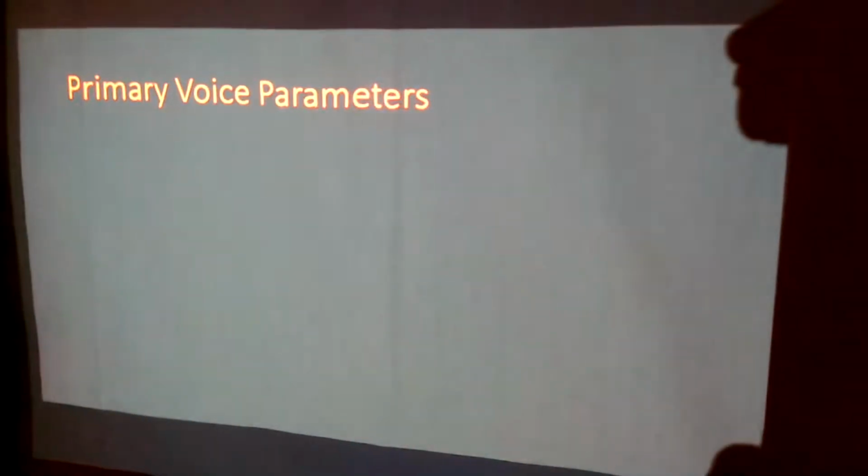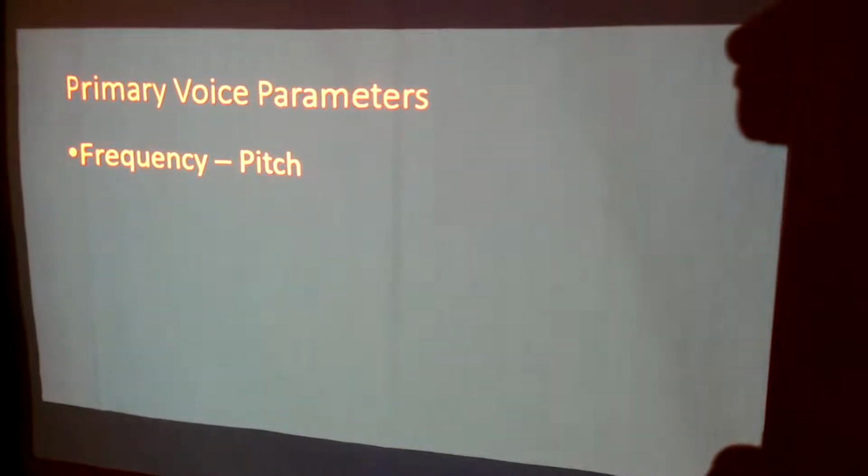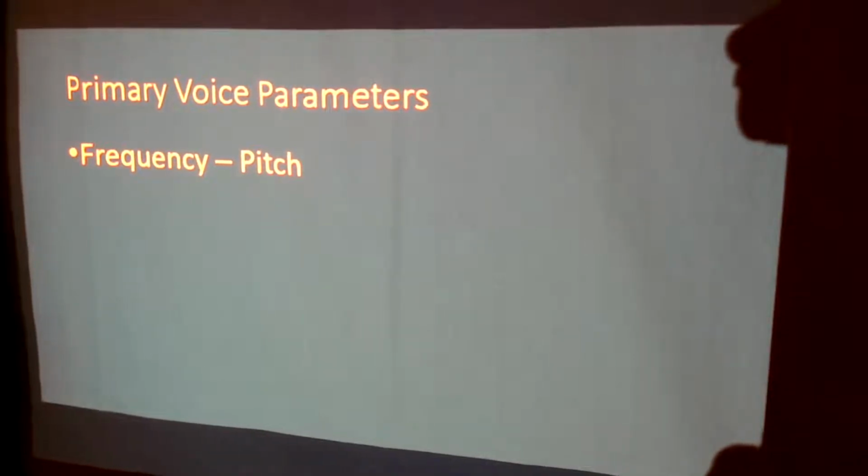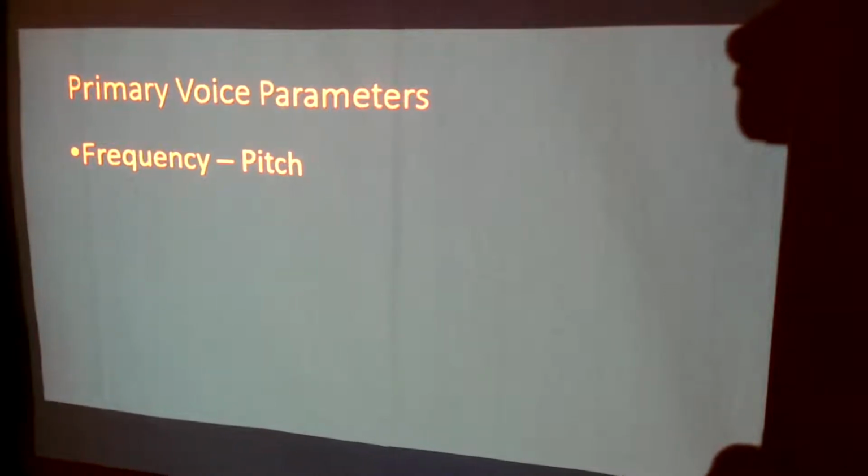Let's take a look at common voice parameters that we generally talk about when we talk about voice. The first one is frequency or pitch. Frequency is the rate of vocal fold vibration, and pitch is just a psychological perception of this rate. In general, when the vocal folds vibrate faster, we hear a high pitch, and if the vocal folds vibrate at a lower rate, we tend to perceive a low pitched voice.